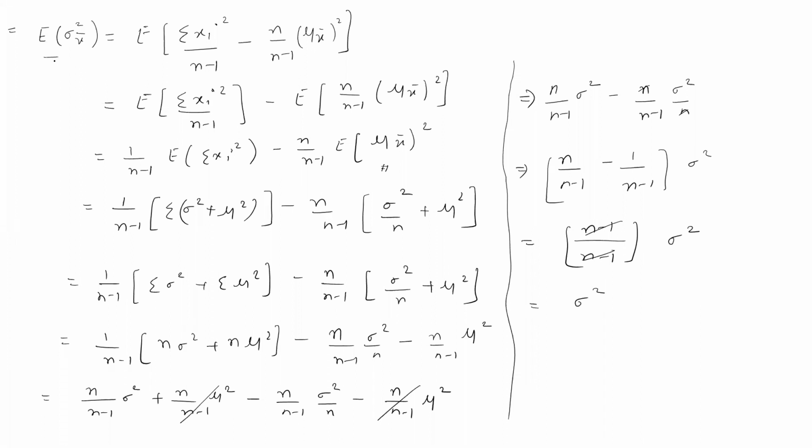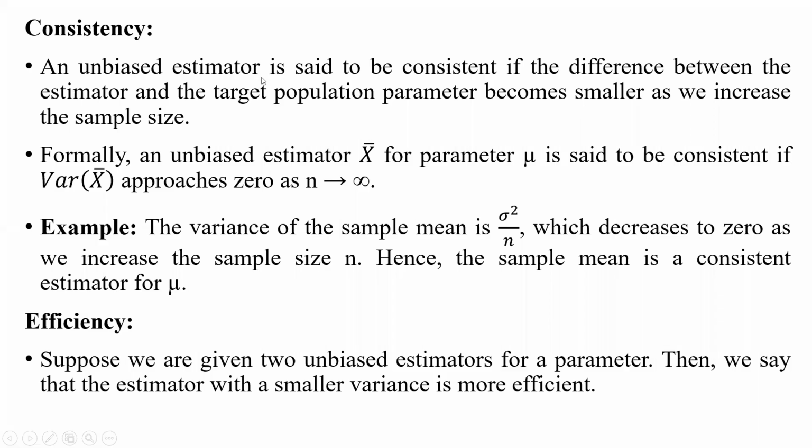So now you can see that we have got the expectation of sigma square x bar the same as sigma square, because I have taken n minus 1 and this is for unbiased. So if any doubt in this derivation, the definition we want: an unbiased estimator is said to be consistent if the difference between the estimator and the target population parameter becomes smaller as we increase the sample size.